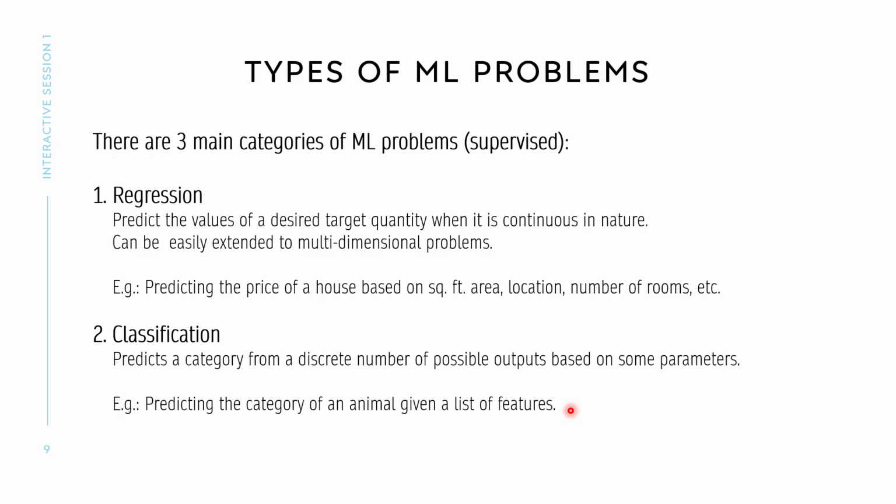Another example would be if you have a large image data set of vehicles, and you want to predict whether a particular vehicle is a car or a bus or a truck or a train or anything. This would require a classification model to do this task, to put these images into their categories.